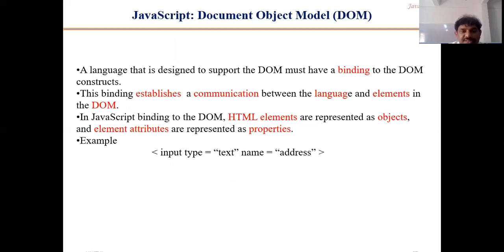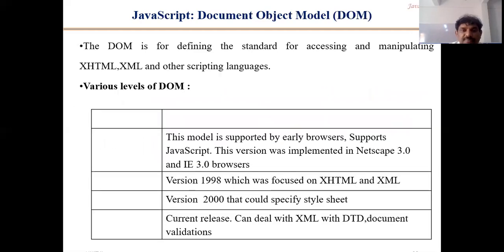A language that is designed to support the DOM must have a binding to the document DOM constructions. This binding establishes a communication between the language and elements in the DOM. In the JavaScript binding to the DOM, HTML elements are represented as objects and element attributes are represented as properties. Example, input type equals quotations, we have to write the text. Name equals quotations, we have to write the address.